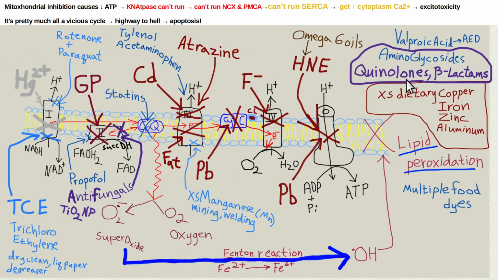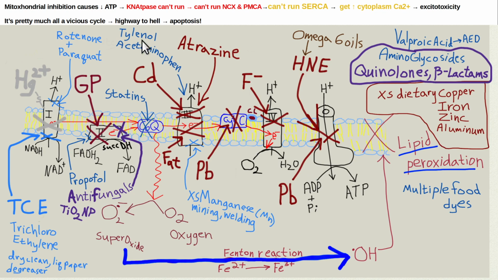Beta-lactam antibiotics are also toxic. Aminoglycosides are also toxic to the mitochondria. I don't want those things. Sometimes you have to take an antibiotic, but you don't want to be doing it unless you have a good reason. Excessive amounts of transition metals like copper can cause problems with your mitochondria. Iron, zinc, aluminum. Multiple food dyes are toxic to your mitochondria, like we spoke about a minute ago. So there's a lot of things. This is kind of scary.